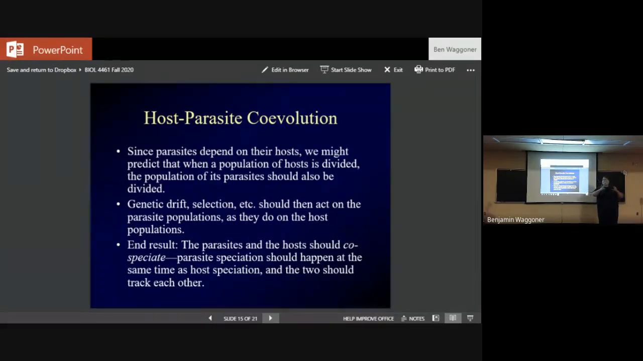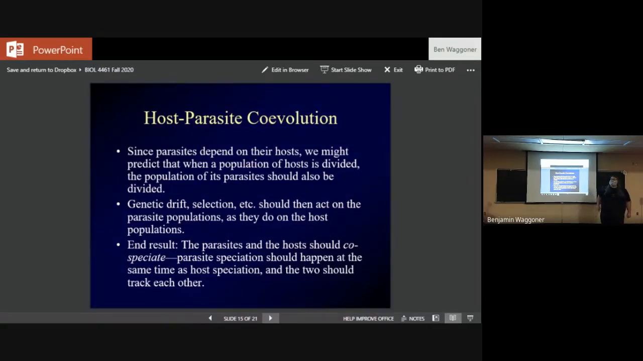And then the worms that are now isolated in the birds on the Galapagos are also subject to selection. They'll be subject to mutation. They'll be subject to a change in allele frequencies called genetic drift. And they'll act on the parasite populations just as they act on the host populations. So as the host is speciating into 2 new species, any parasites on the host should also be speciating into new species. And we call that cospeciation.